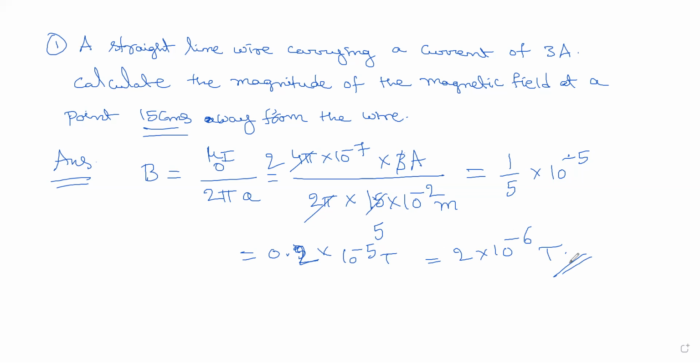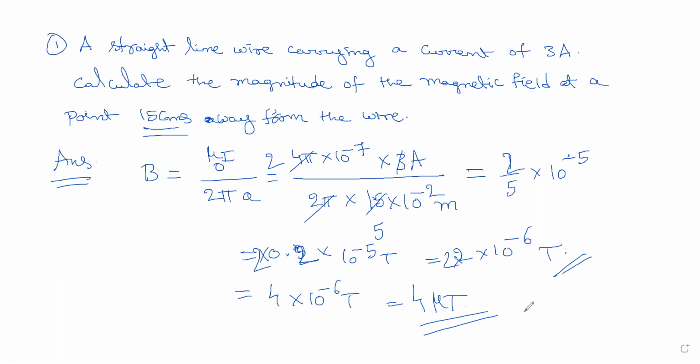So if I'm right, it's 2 into 10 to the power of minus 6 Tesla. So hopefully that's right. Is there any mistake I did? Oh, I forgot the factor 2 here. I forgot this factor 2 here. It's 4 into 10 to the power of minus 6 Tesla. That is 4 micro Tesla. So that's the answer, 4 micro Tesla.